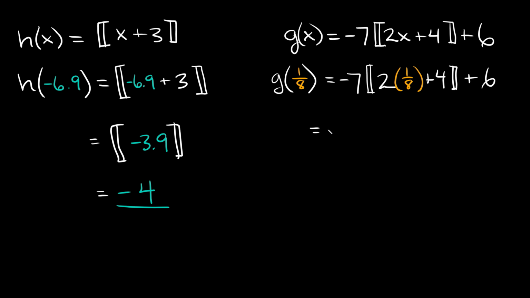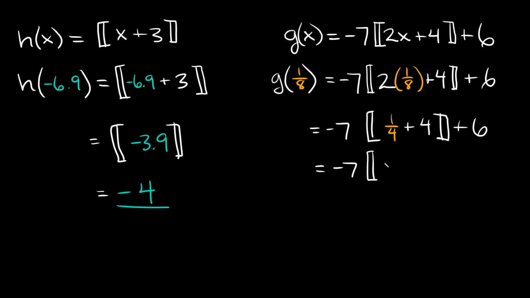So then this is going to be equal to negative 7. And then here 2 times 1/8 is equal to 2 over 8, and 2 over 8 reduces down to 1/4, right? So then here we're going to get 1/4 plus 4, close those, plus 6. So then this is going to be equal to negative 7, and then 1/4 plus 4 is just equal to 4 and 1/4, or we could say 4.25, same thing. So then in those brackets, we're going to say 4.25. Then we're going to close them and then say plus 6.